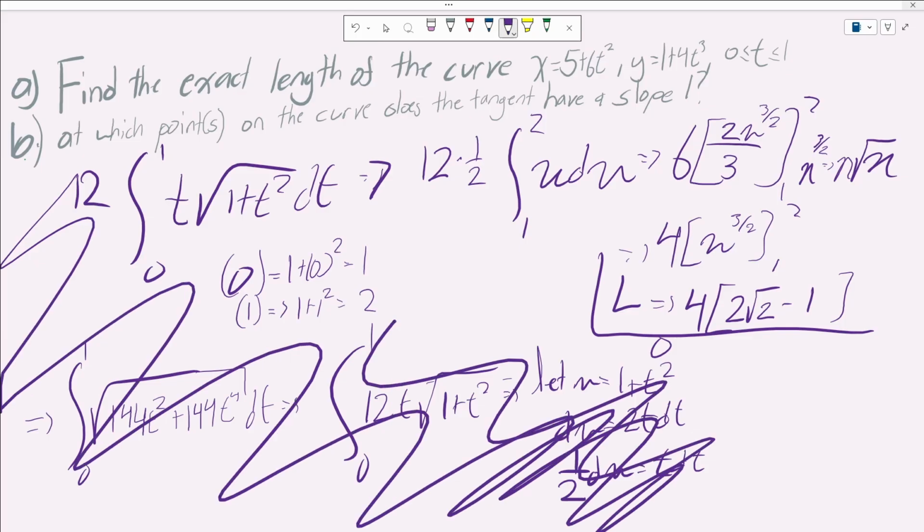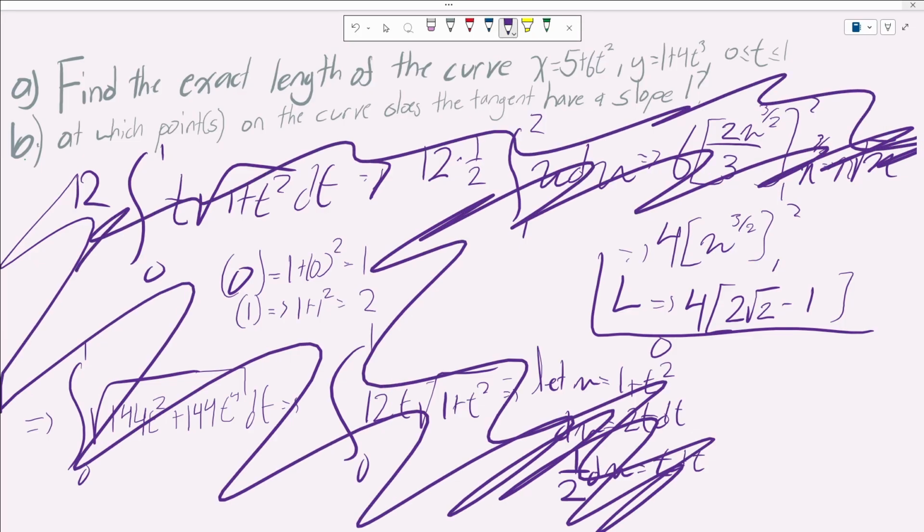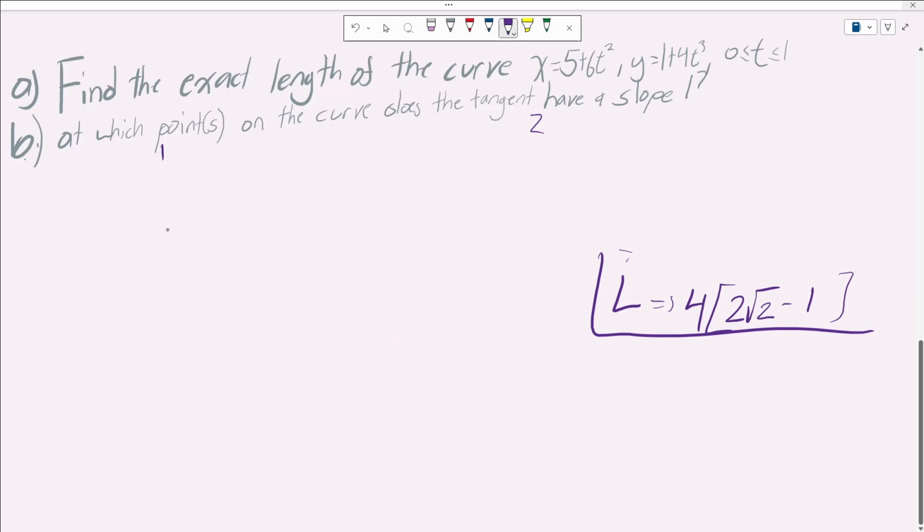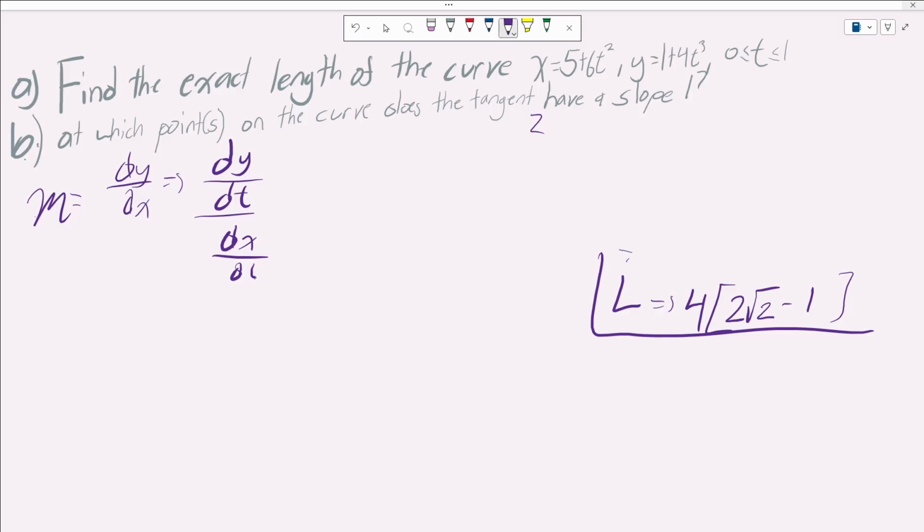So now for part B, we need to find at which points on this curve is the slope equal to 1. And we could do that by finding our slope. So if we remember that our slope for parametric curves is going to be equal to dy over dx, which will be dy over dt, or the derivative of y with respect to t, over the derivative of x with respect to t. So what this is saying is the slope of our parametric curve is equal to the slope of our y function over our slope of our x function.